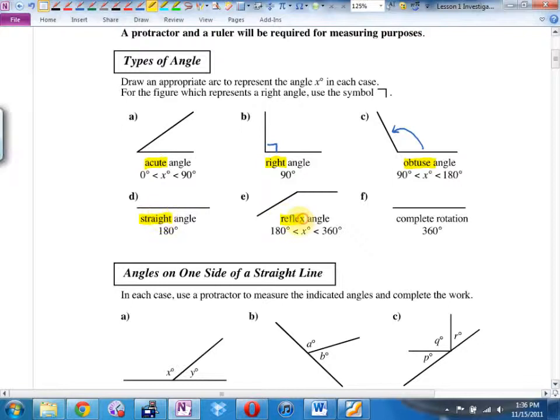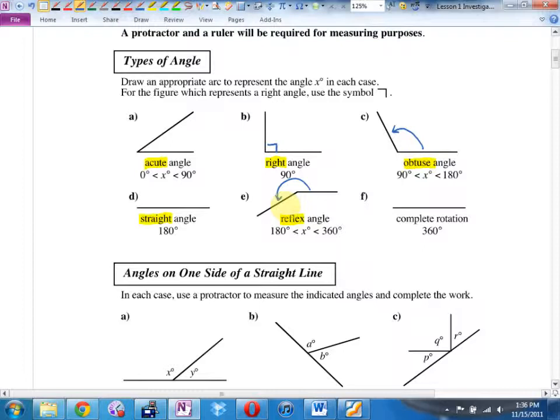What's a reflex angle? A reflex angle is between 180 and less than 360, bigger than 180 and less than 360. What's the reflex angle in this picture here? That one. That's called a reflex angle. Bigger than 180 degrees because it's more than a straight line. And the complete rotation is 360 degrees.